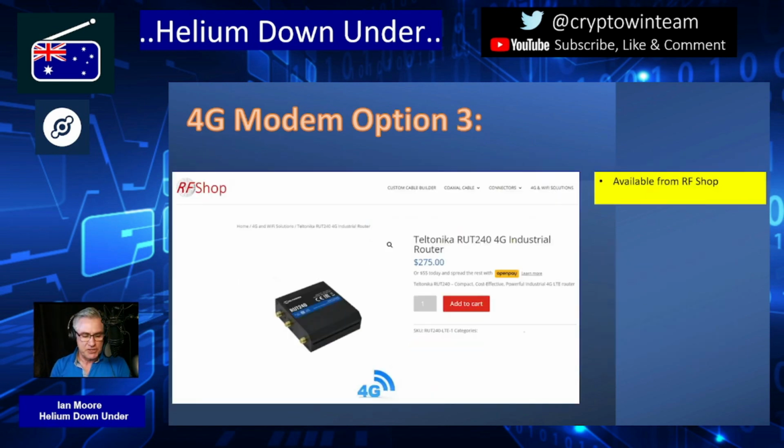And the last option that I will mention here is, in fact, the first router that I purchased, and that is the Teltonika RUT240 4G industrial router. It is available through the RF shop as well as a bunch of other places in Australia. Look, guys, these are very functional. They have got all of the functionality that you could want and an enormous amount more.